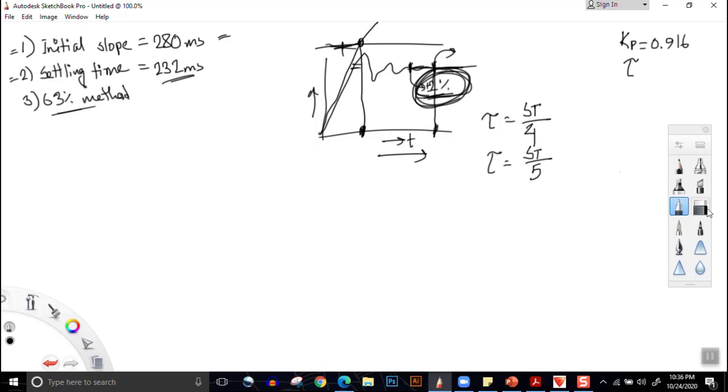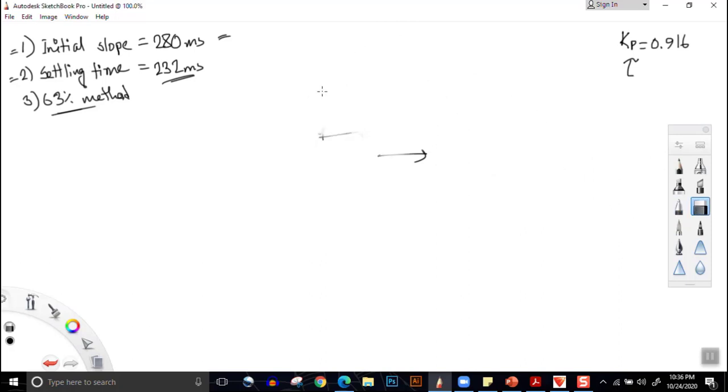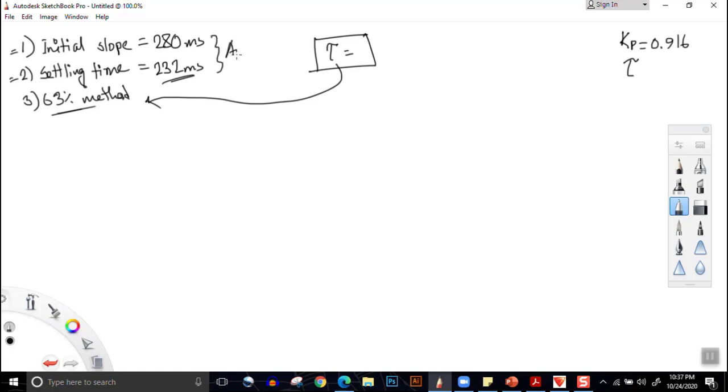Now, the third method that we'll be seeing is the 63% method. Before we go on to it, I would like to state that the 63% method is the most efficient, it is supposed to give the most accurate value of the time constant if our calculations are correct. This is because the time constant is defined as the time taken by a system to reach 63% of the final value. So the definition of time constant matches the 63% method. The other two are called approximations.